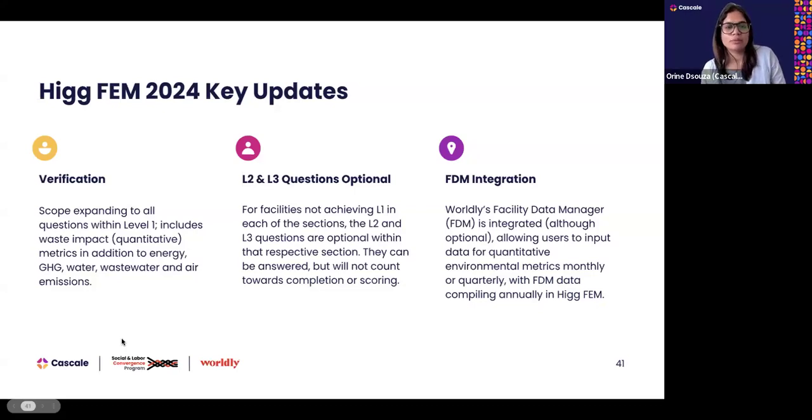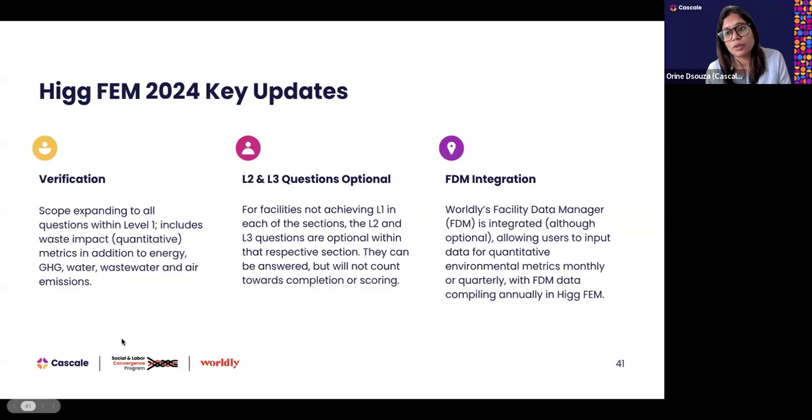A quick sneak peek at what is coming up when it comes to FEM. Not going to take much time, but whoever fills FEM would get a few pieces of information here. When it comes to the FEM 2024 cadence, which is going to come in FEM in 2025, the first update is the expansion of verification.